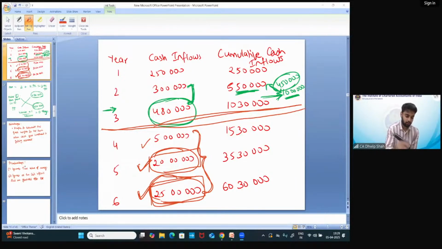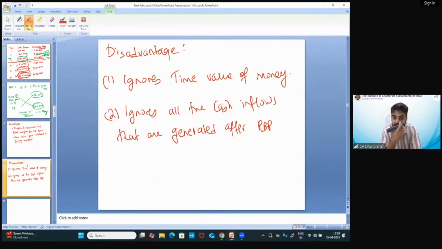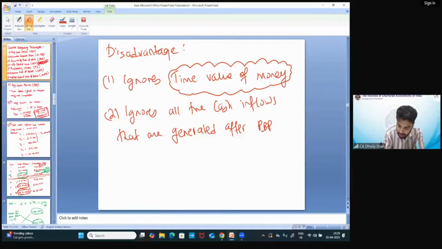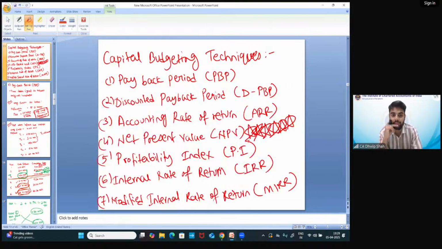ठीक है. Now one of the disadvantages of payback period was time value of money. ठीक है, but this disadvantage is resolved by our next technique called discounted payback period. This disadvantage of payback period is resolved, यानी कि इस प्रश्न को सॉल्व कर दिया कौन से टेक्निक ने? दूसरी टेक्निक, हमारी discounted payback period technique.